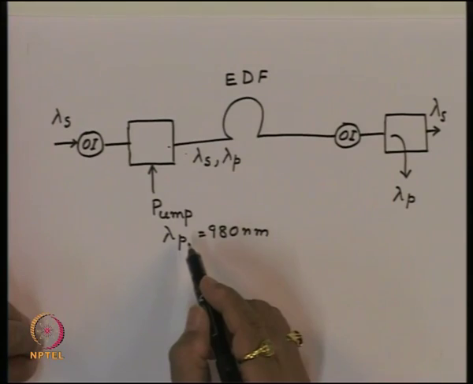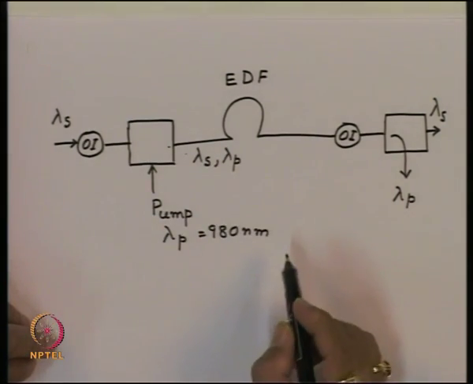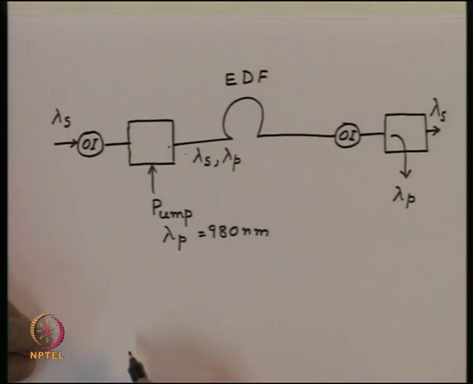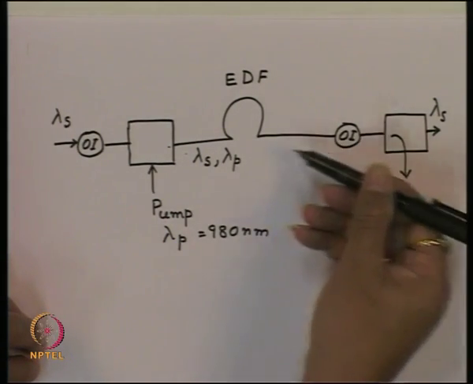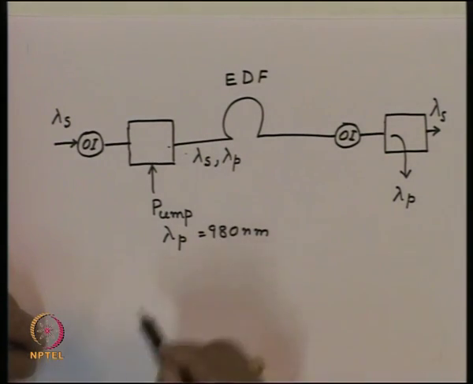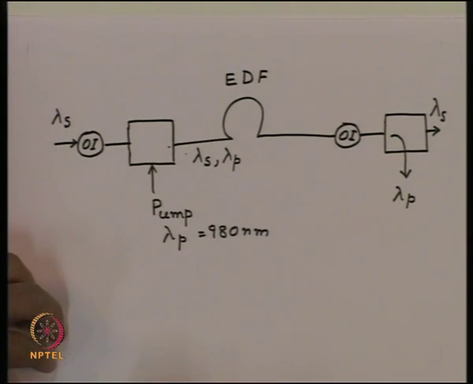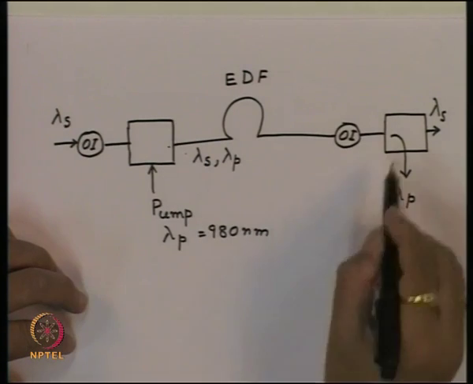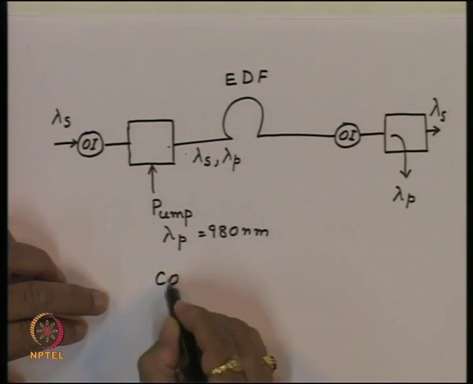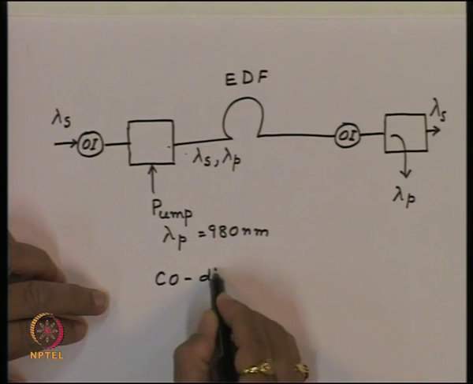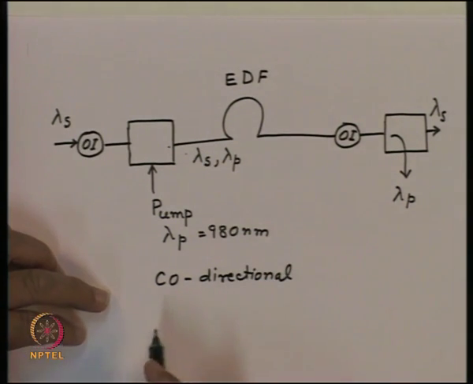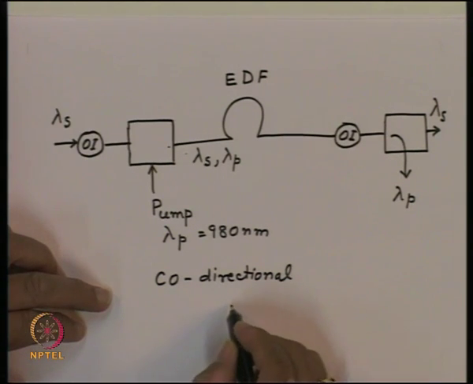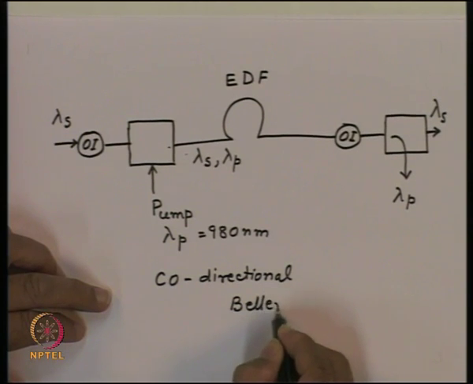Contrary to this, suppose we had put the signal this way, but the pump was applied in the backward direction, then also the amplification would take place, and now since the pump is traveling in the backward direction, separation of this would be rather easier. So, this one scheme is called the co-directional scheme. And this essentially provides a better noise performance.